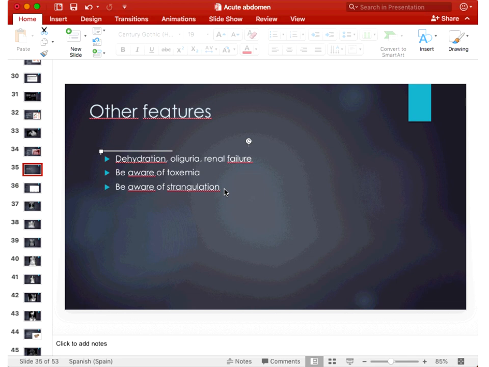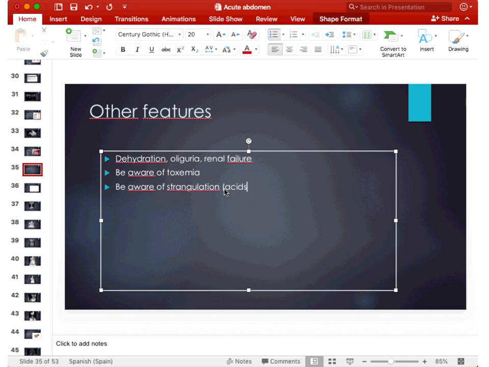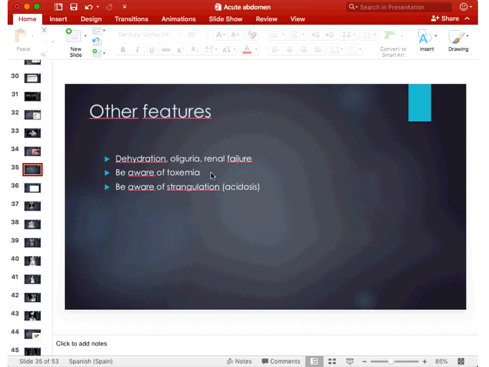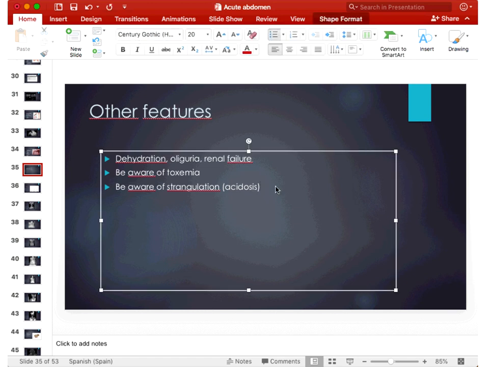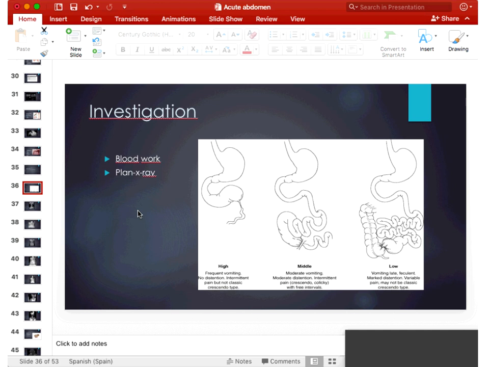And be aware of strangulation. You're going to find he has lactic acidosis. You do this with a pH, measuring his arterial blood gas. Remember that? Be aware of that. If your patient has metabolic acidosis and acute abdomen, suspect strangulation. And, well, in this case, you're going to do blood work, of course, or plain x-rays. And plain x-rays on occlusion can tell you a lot.